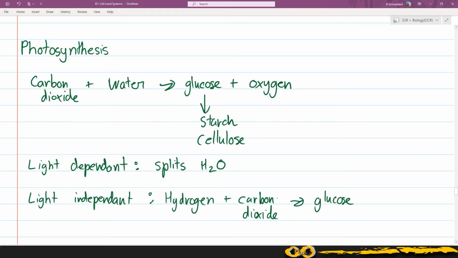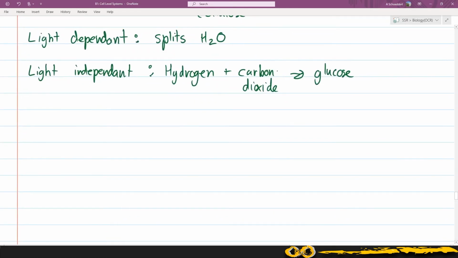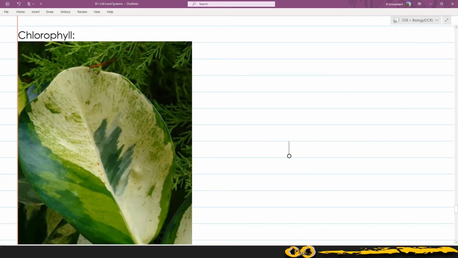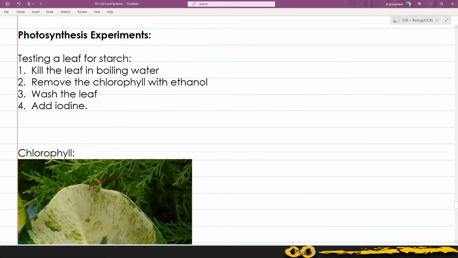Because this reaction is so critical and has produced most of our energy as well as most of our oxygen, it has been extensively studied, and you'll need to know these experiments. Many of them involve the process of testing a leaf for starch, and to do that you will need to kill the leaf using boiling water and then remove all the chlorophyll using hot ethanol. You'll then wash the leaf, and then you'll add some drops of iodine in order to react it with the starch.